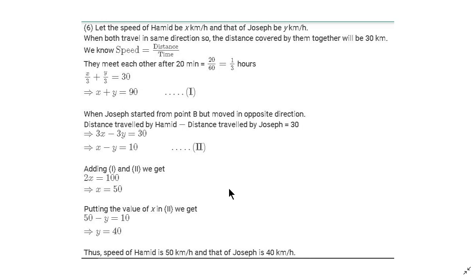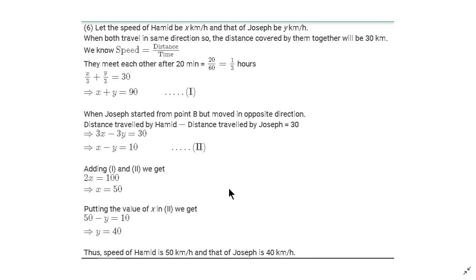If Joseph would have started from B at the same time but in the opposite direction, instead of towards A, Hamid would have caught him after 3 hours. Find the speed of Hamid and Joseph.